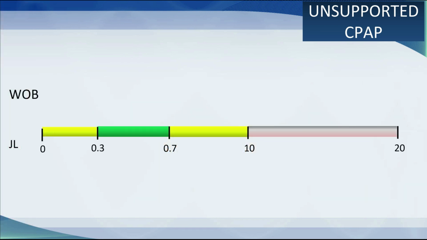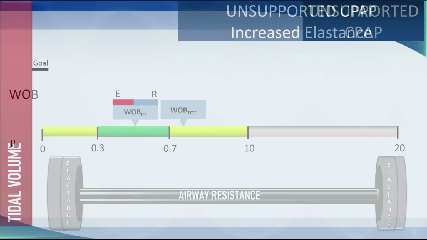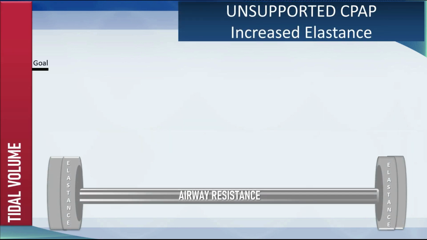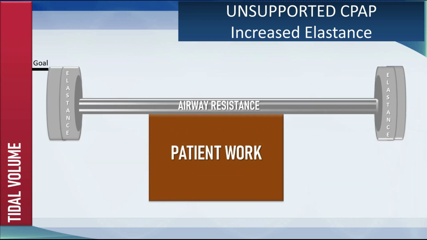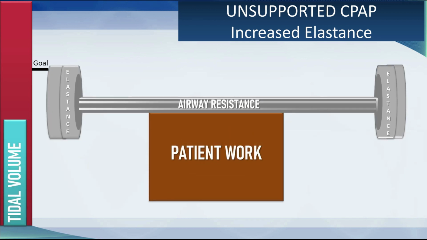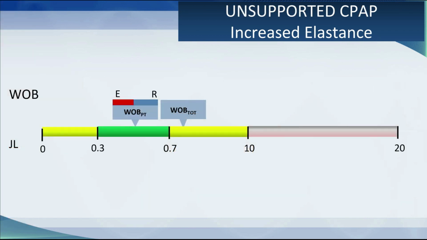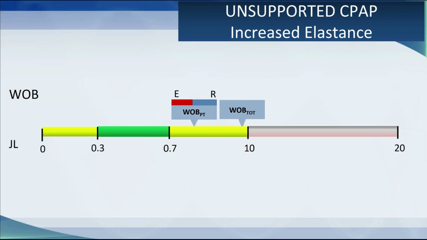If we use our work of breathing scale, this is what we would see in the situation where the patient is comfortably drawing their target tidal volume. If elastance increases, the patient's workload increases and the tidal volume falls. On the work of breathing scale, everything moves to the right.